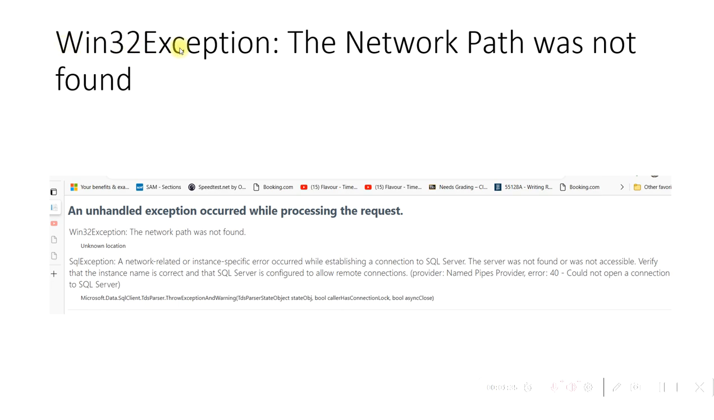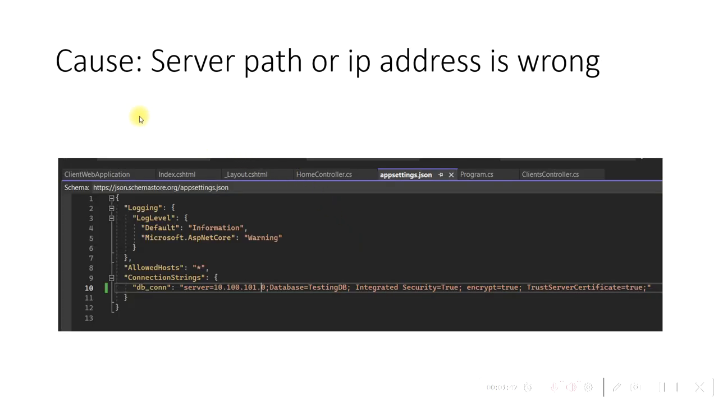The Win32 exception, the network path was not found. You observe this unhandled exception occurred while processing the request. And then the cause of this: the server path or the IP address is wrong. You notice that in the connection string, you see Server equals. Right now, the server IP address is 10.100.101.0, and that seems to be wrong for this local computer, so we will check on it.